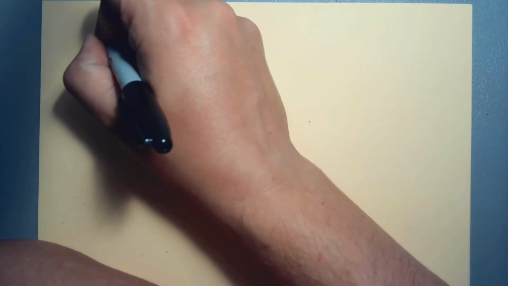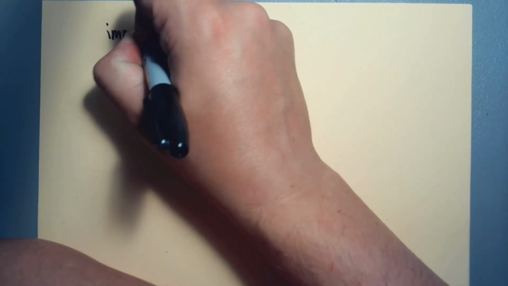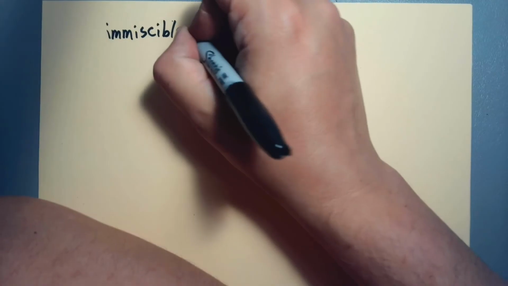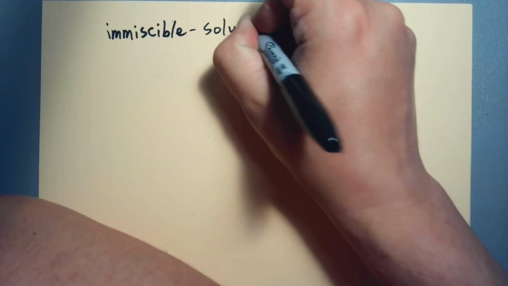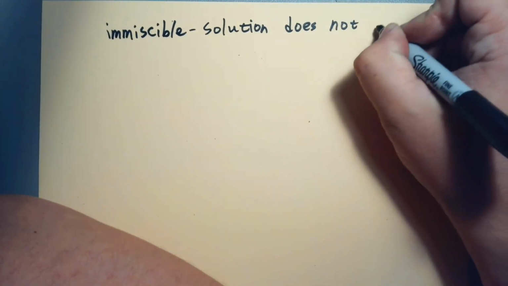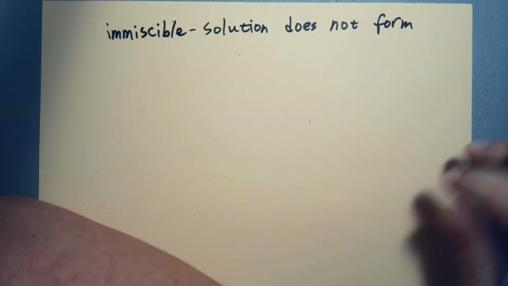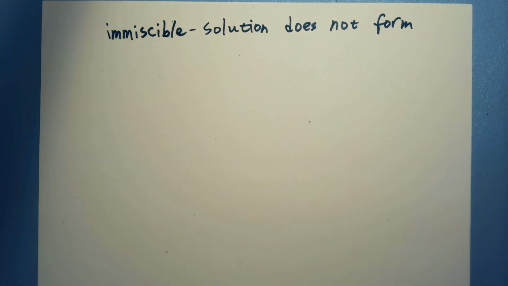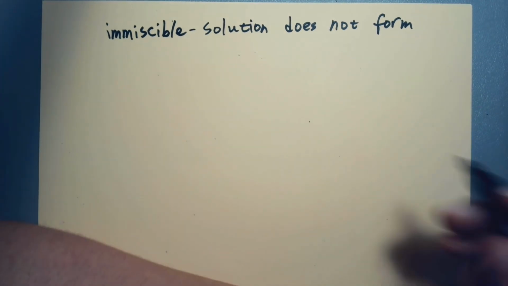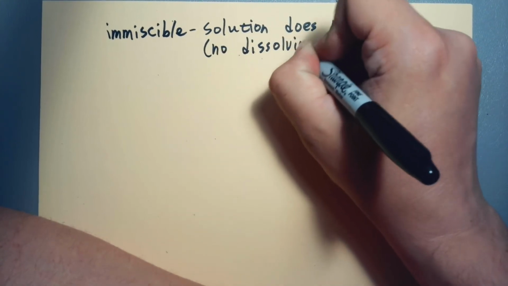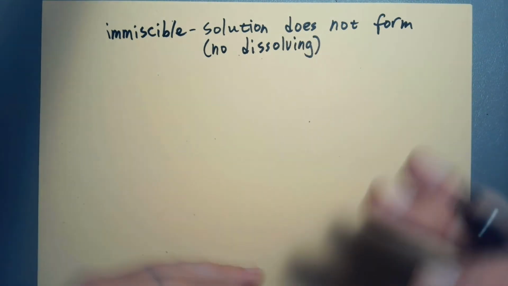But if they don't mix, like oil and water will not mix, you're welcome to try that yourself if you've never seen it before. We say that they are immiscible. So this means that a solution does not form. They do not mix. You might be able to stir them up, but then they separate again. The oil sits on top of the water. That's an immiscible solution. So there's no dissolving, and you see distinct layers, distinct phases that are separated from each other.